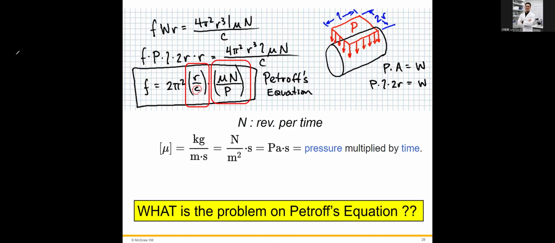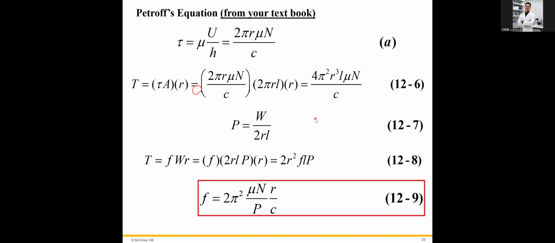However, in the real case, C, the clearance, is not a constant, right? If you still remember, there's a wedge shape due to this pressure, right? We'll create the pressure distribution to support this journal, right? Therefore, the clearance is not fixed. However, it doesn't mean this Petrov equation is meaningless.